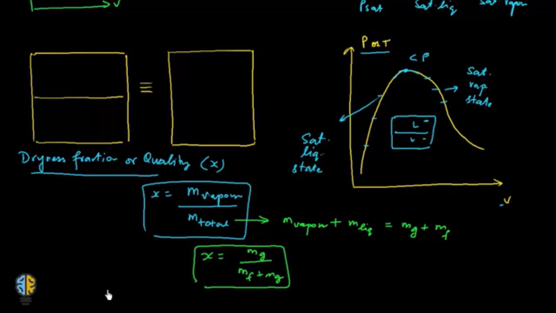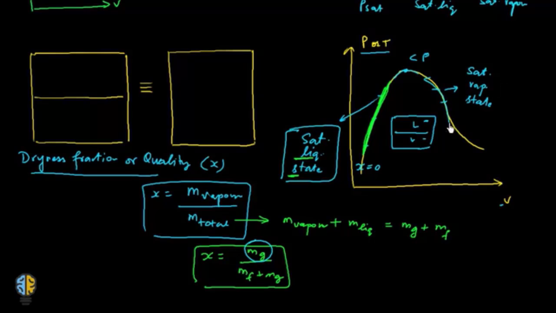Now if you look at this diagram, which is the P-v or T-v diagram, when you are on this line, at any state, you have a total liquid state. This means there is no vapor component, which means that the numerator would become 0. So the value of x is 0 at the saturated liquid state line.